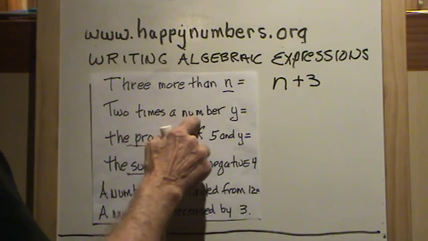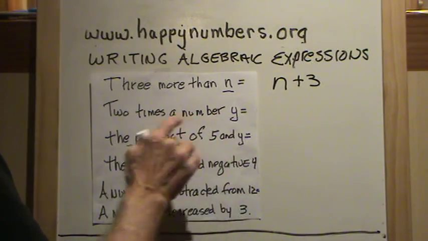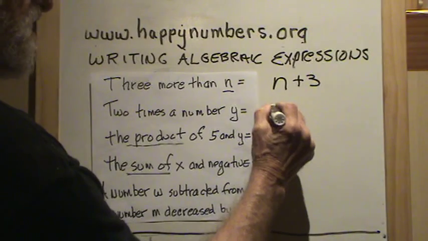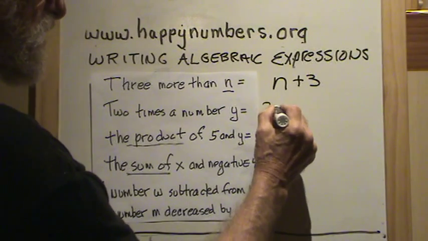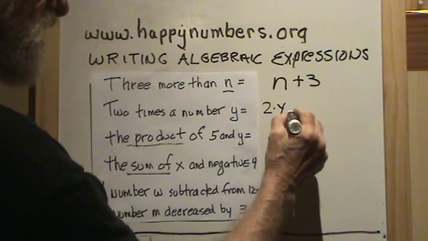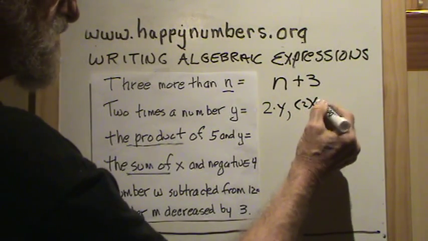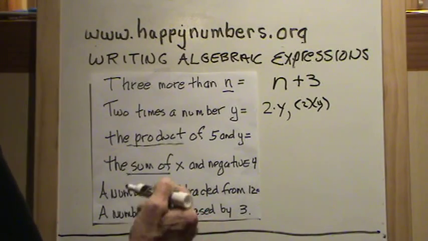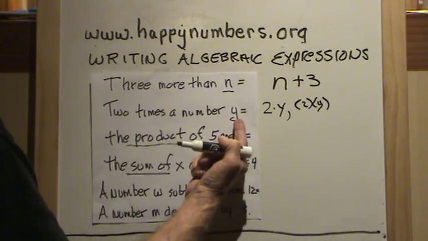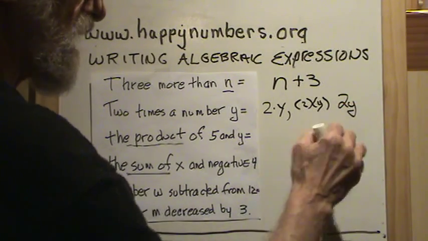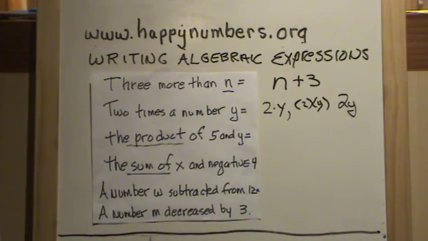2 times a number y. Well, you can write this several ways. You can write 2 times y. That's one way you could write it. But in algebra, when we have a number and a letter, we just put them next to each other. 2y, that means 2 times y.